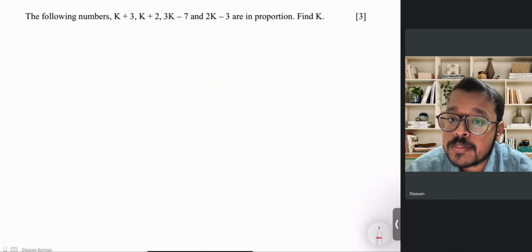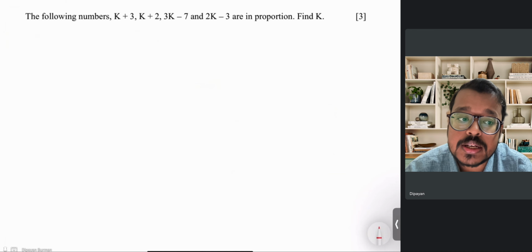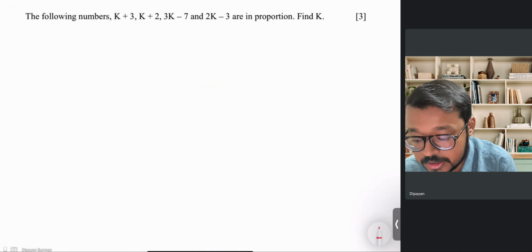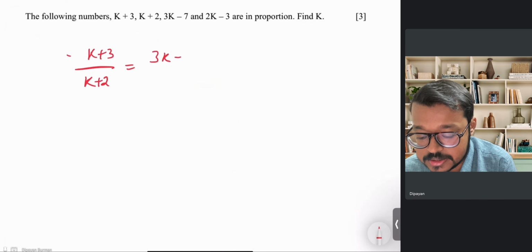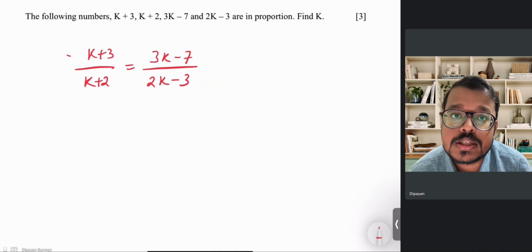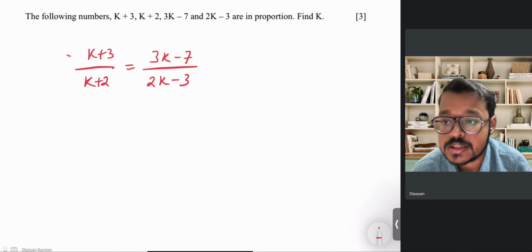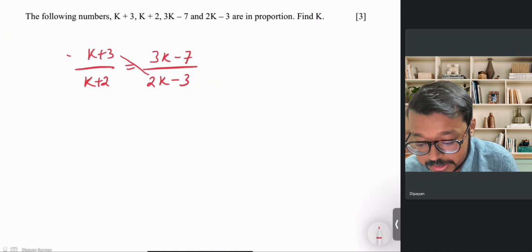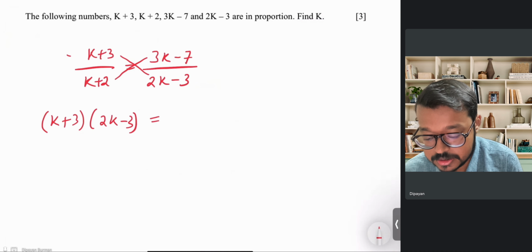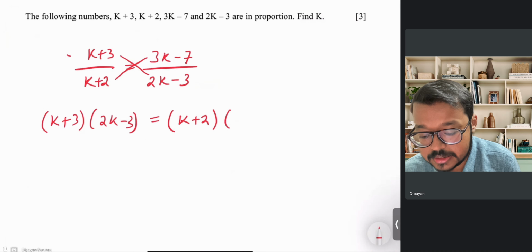The question is that the following numbers are in proportion and we have to find k. So it's already given that these four numbers are in proportion. So definitely the meaning is that k plus 3 by k plus 2 is equal to 3k minus 7 by 2k minus 3. Then again, if we just solve this equation and find the value of k, we'll get our answer. So let's again cross multiply. So we are multiplying k plus 3 into 2k minus 3, and that will be equal to k plus 2 multiplied by 3k minus 7.